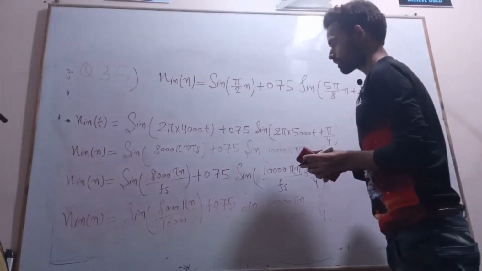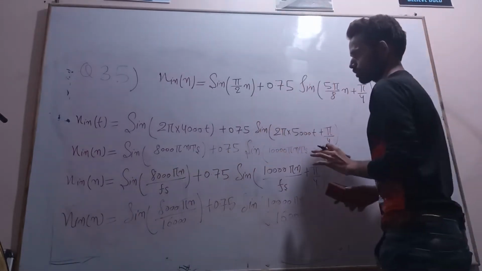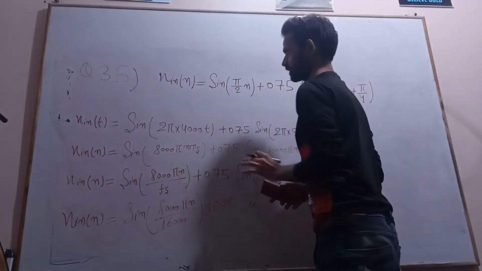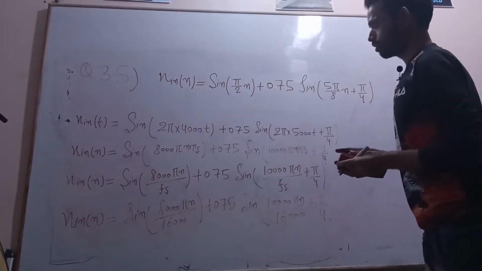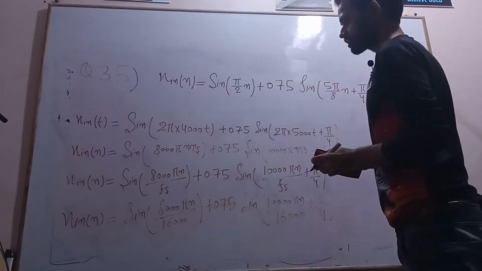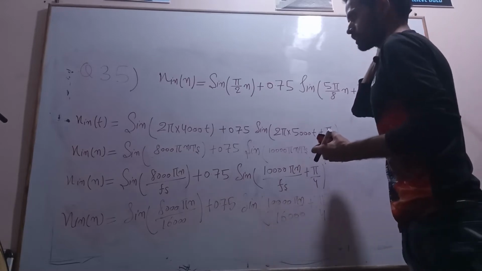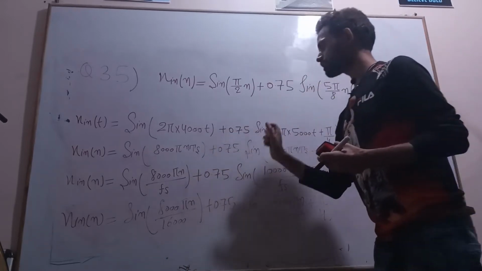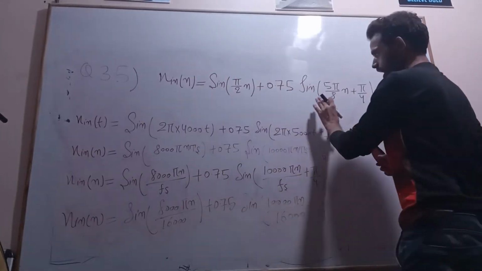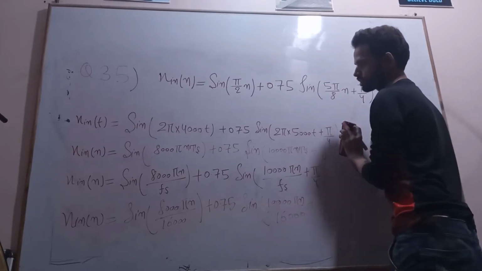This is our discrete time signal that we have got by sampling the continuous time signal at a sampling frequency of 16,000 Hertz, meaning we are taking 16,000 samples within 1 second, and we have got this discrete time signal.